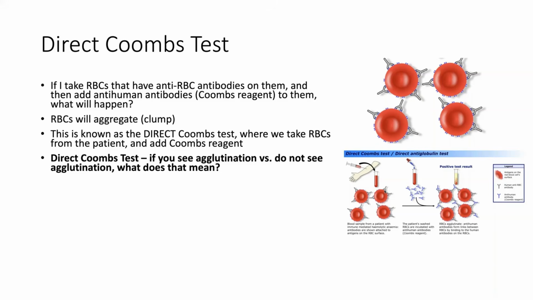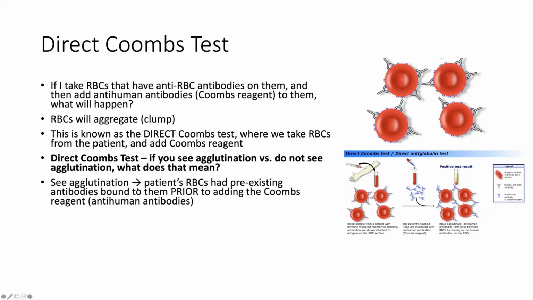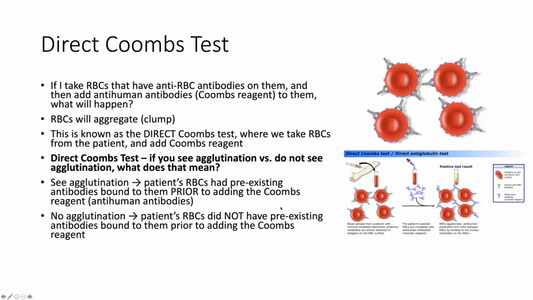So where are the antibodies? Are they in the patient's serum or are the antibodies already bound to the red blood cells? They're already bound to the red blood cells. Perfect. So in other words, if you see agglutination, that means that the patient's RBCs already had antibodies on them. And all you had to do was add this little Coombs reagent, the anti-human antibodies, and that caused them to clump together. So the antibodies were already on the red blood cells. That's the critical thing. So if you don't get agglutination, the RBCs did not have antibodies already on them.